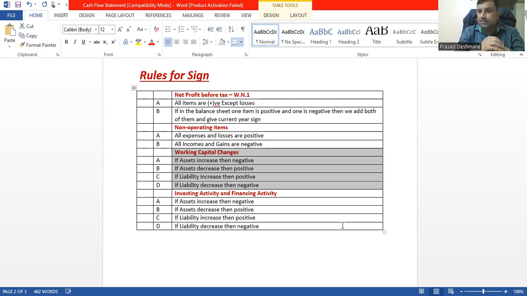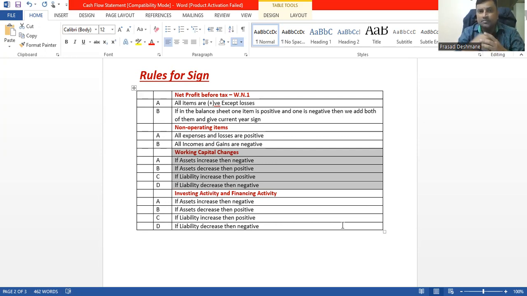If current asset decrease, then positive. Take the same example, the other way around now. Last year inventory was 80,000 and current year it is showing 30,000. So why did inventory decrease from 80 to 30? Because we sold the inventory. So when we sold the inventory, the flow of cash is what? In, right? It's coming in. That's why it's positive.